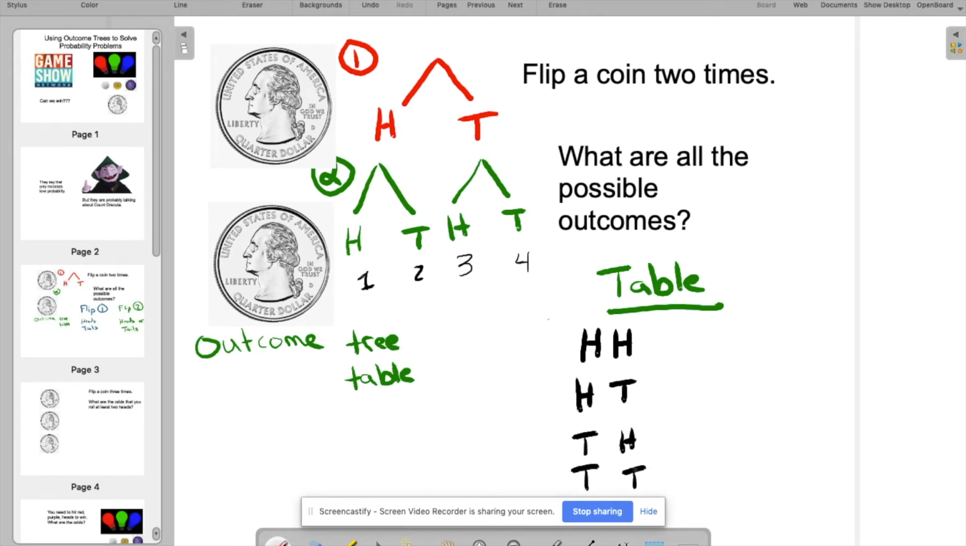So creating the outcome tree here on the left, creating the outcome table here on the right. And the question says, what are all the possible outcomes? There are the 4 total outcomes. And that is the beginning of this video. And we're going to get into some more difficult problems next.